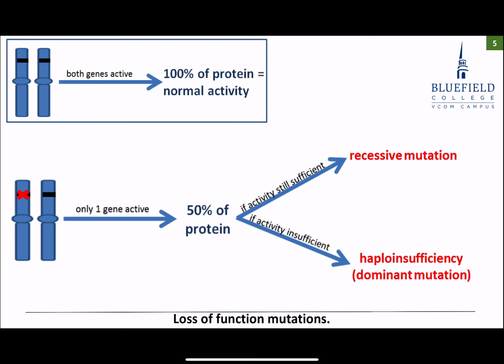So of course you can call recessive states haplosufficient, right? Because again, the remaining allele gives rise to sufficient product and function. So this is loss of function mutation. So the loss of function may have either dominant or recessive effect.